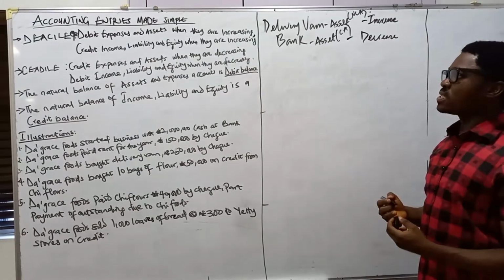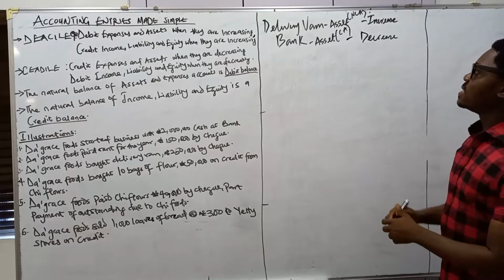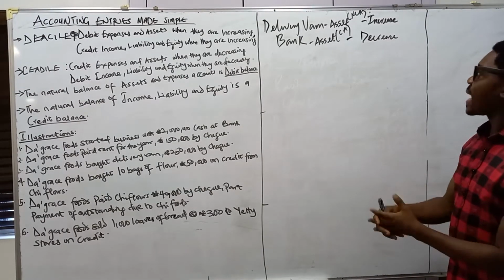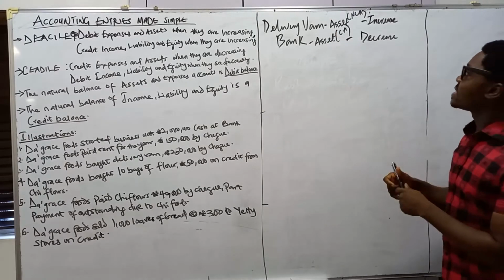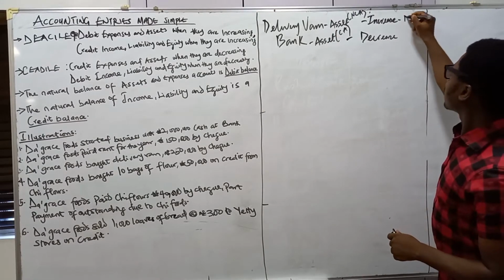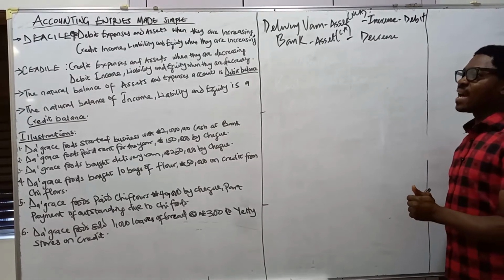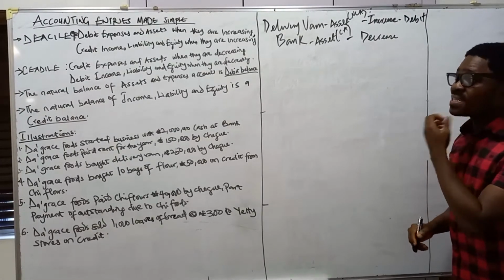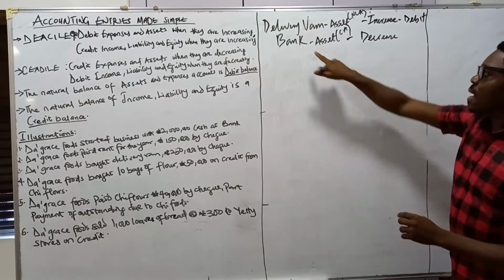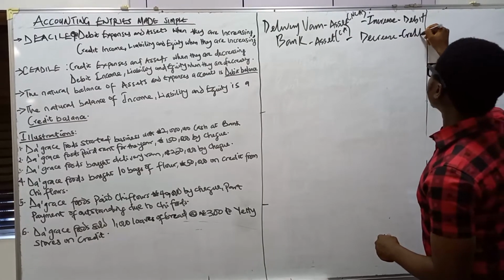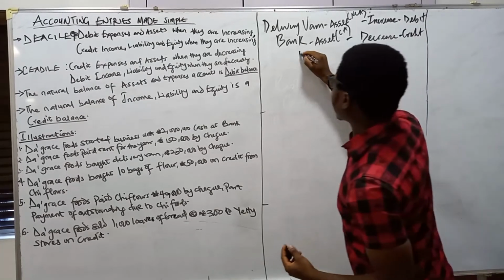Now we go back to this and see that it says that we debit expense and assets when they are increasing. So as the delivery van is increasing, what happens? We debit it. And we credit expense and assets when they are decreasing. Bank here has reduced. What do we do to it? We credit it.